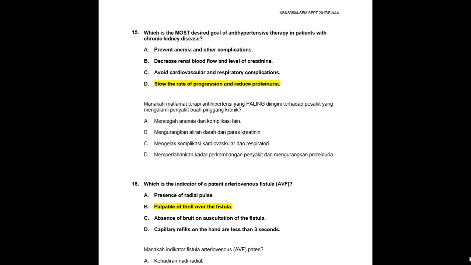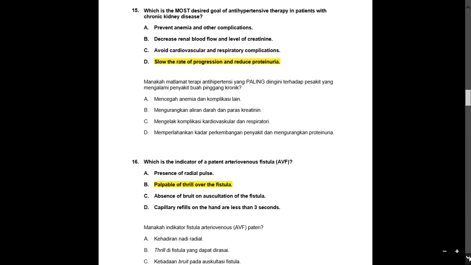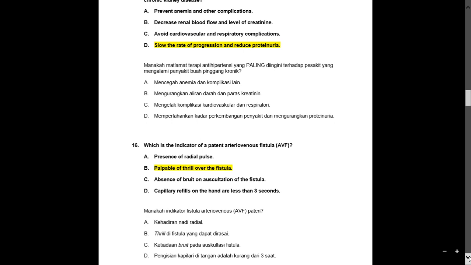Then answer D, slow the rate of progression and reduce proteinuria. Yes, answer D is true. By reducing high blood pressure, you can reduce the complications of the kidney diseases, and you can reduce proteinuria because the filtration of protein into urine will be reduced when there is no high blood pressure. So answer is D, slow the rate of progression and reduce proteinuria.